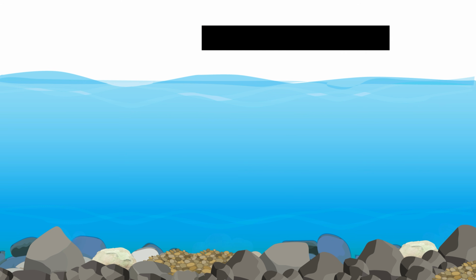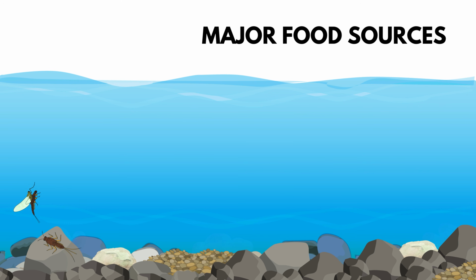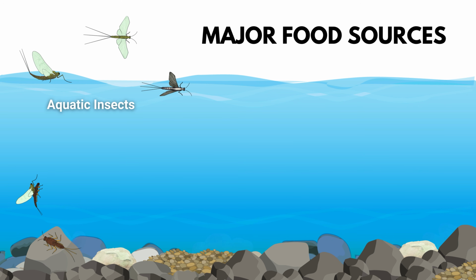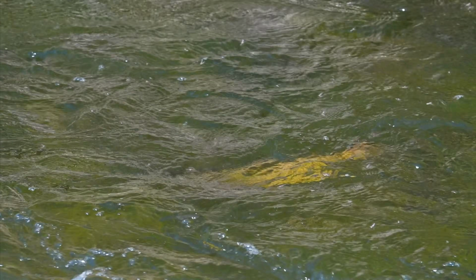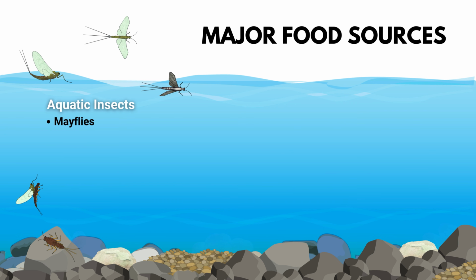So what are those natural food sources that fish eat? For most freshwater fish, especially trout, the bulk of their diet comes from aquatic insects. These insects spend their life in and around the water, making them an easy and reliable food source. If you've ever heard of mayflies or caddis or midges or stoneflies, these are aquatic insects.